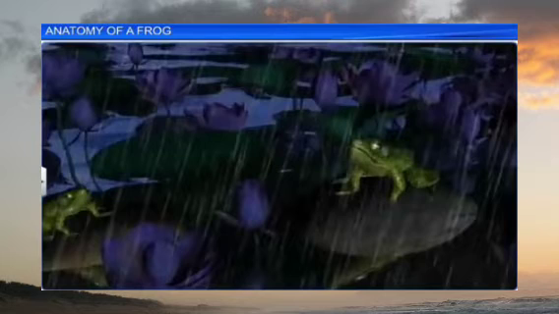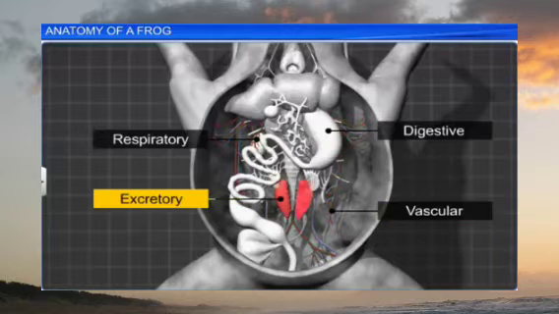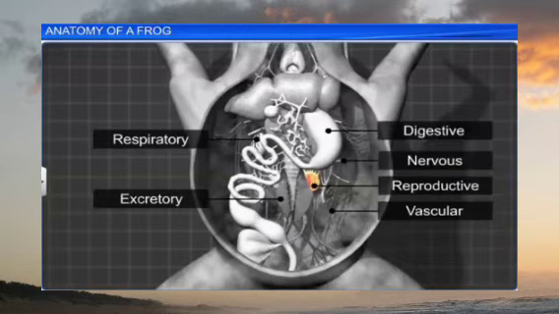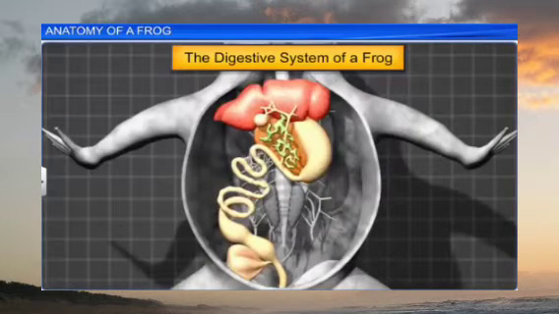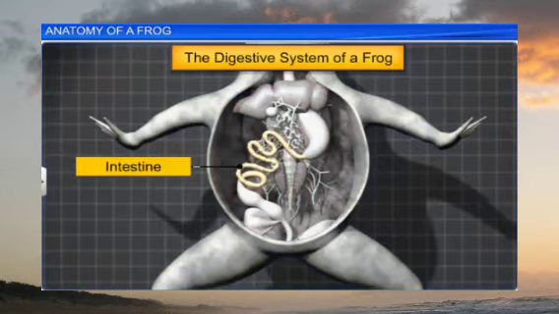Frogs have well-developed organ systems. Their digestive, respiratory, vascular, excretory, nervous, and reproductive systems are held in a body cavity. Let's take a look at each system in detail. The digestive system consists of an alimentary canal and digestive glands. Frogs, being carnivores, have a reduced intestine length. This makes the alimentary canal short.